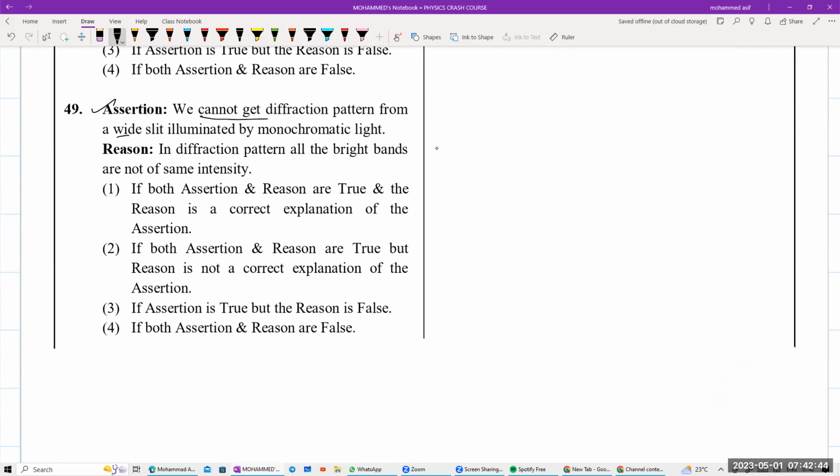So assertion is correct. In diffraction pattern, all the bright bands are not of same intensity. True, क्योंकि इसका graph कैसा रहता था आपको याद है ना? ऐसा आके central पे maximum होता था, फिर कम होके ऐसे चले जाता था. Isn't it? So center पे maximum होता, बाकी की जगह पूरा कम होते चले जाएगा in the diffraction pattern by definition. ठीक है ना? So both assertion and reason are true, but reason is not the correct explanation. खाली statements correct हैं बेटा, लेकिन second one is not connected to the first one.